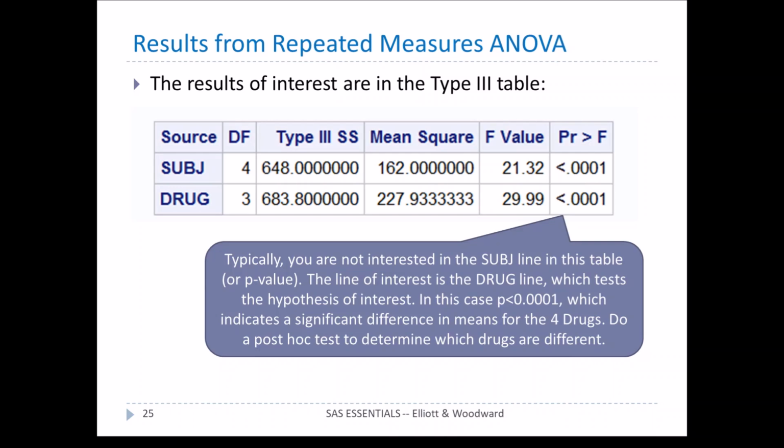It has the subject line. We're not interested in if there's a difference between subjects. We assume there is. But we are interested in the drug line. The drug, again, a degrees of freedom of 3 because there's 4 drugs. We get a p-value less than 0.05. So we have evidence to reject the null hypothesis and conclude that there is evidence that there is a difference between drugs.